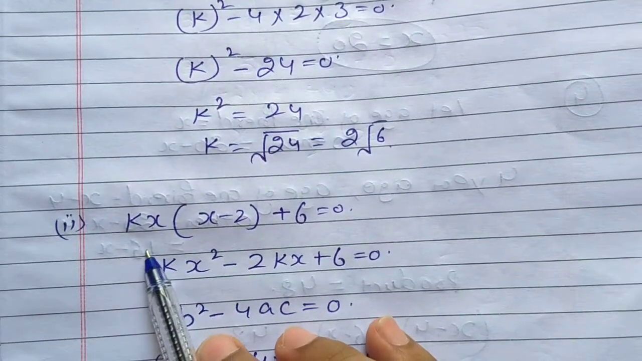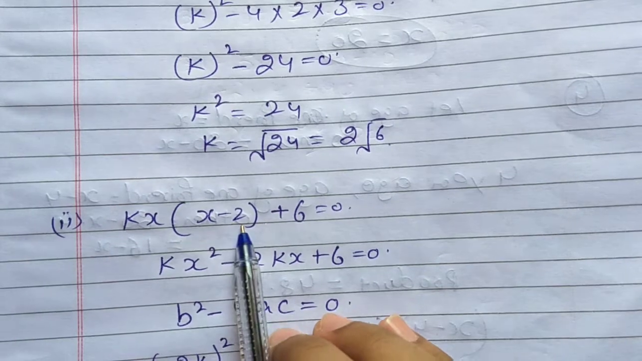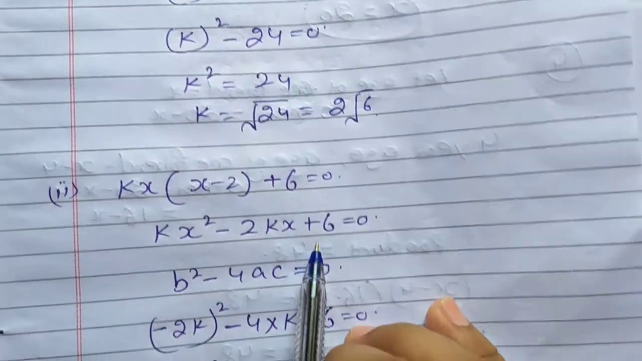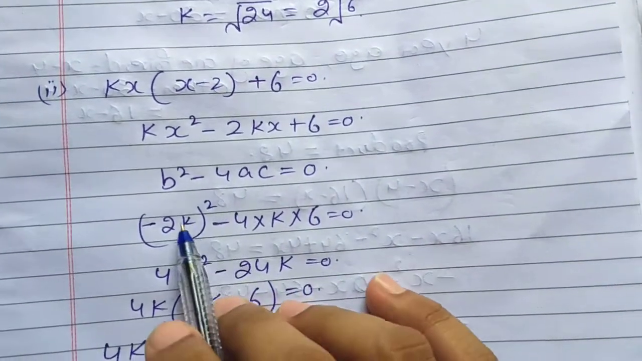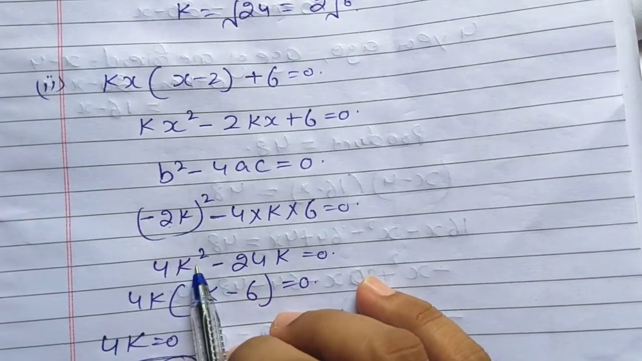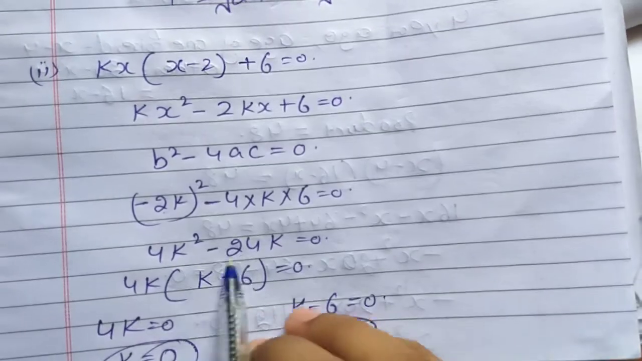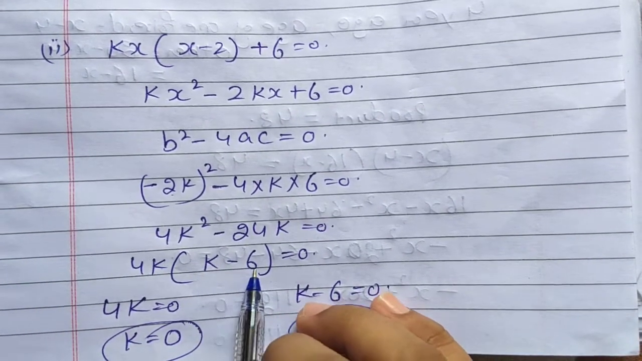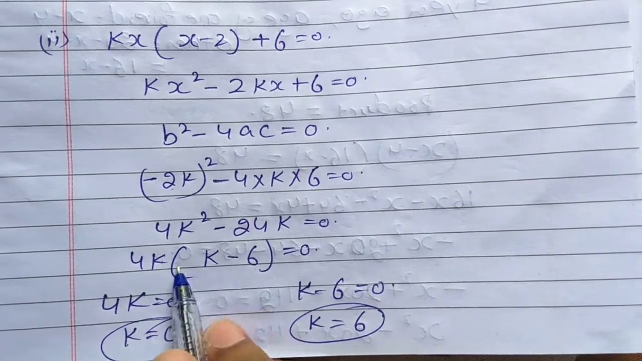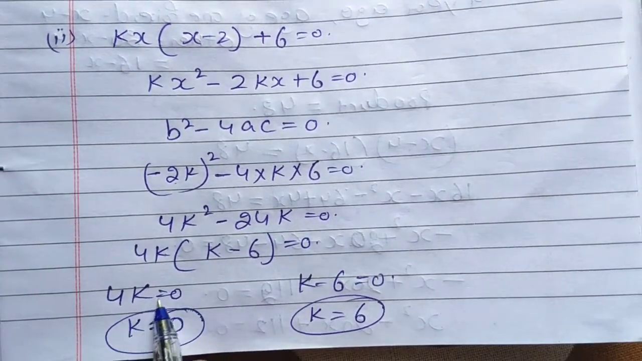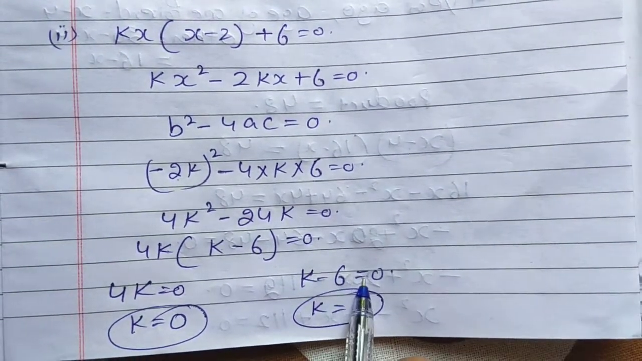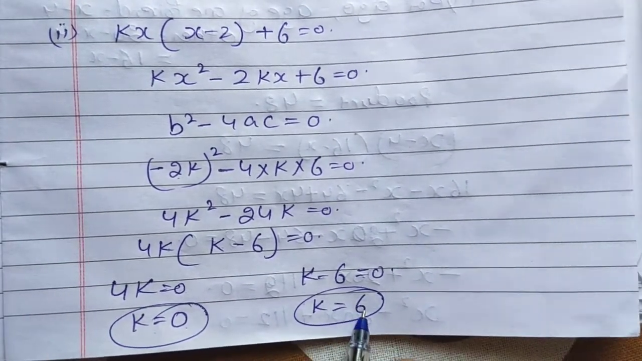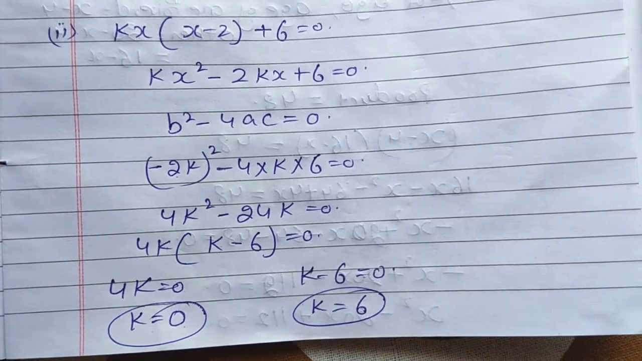Now in the second part, kx into x minus 2 plus 6. First of all, multiply inside. This is your equation. So put this value, you get 4k square minus 24k. Then take 4k common, so your bracket will be k minus 6. After that, compare these two terms with 0. Then 4k equals 0 and k minus 6 equals 0. So your answer will be k equals 0 or k equals 6. That's your answer.